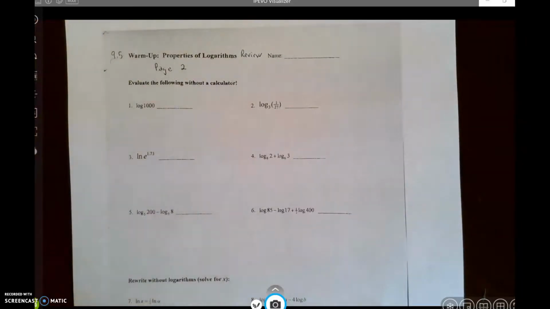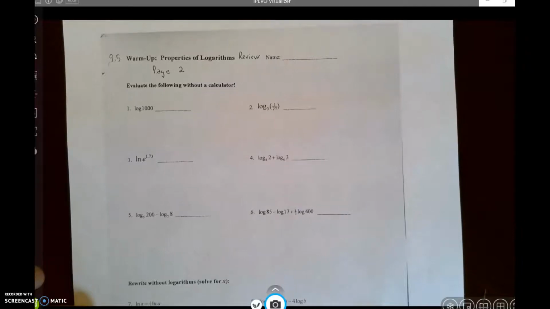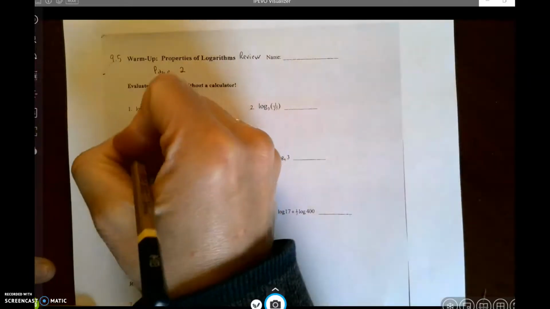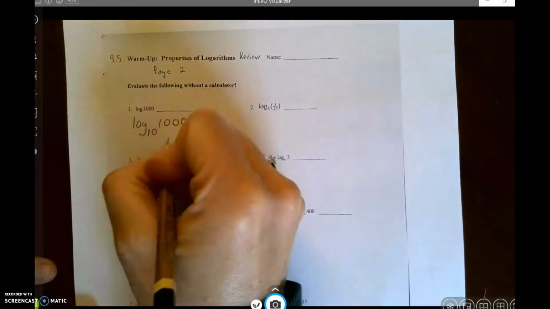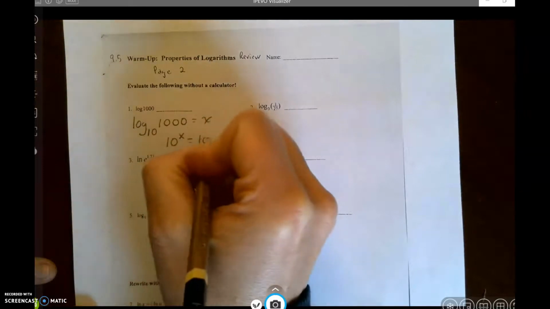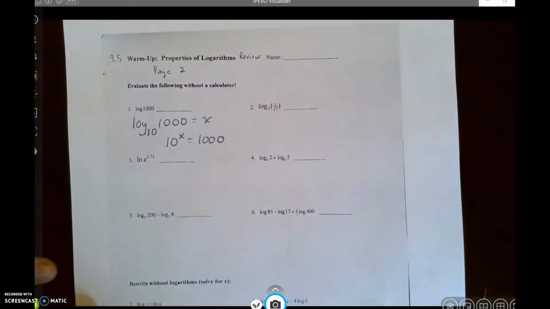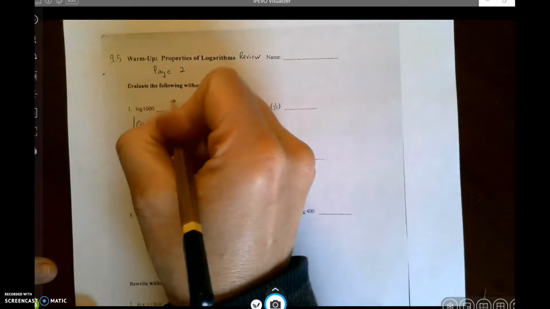It says, again, to evaluate without a calculator, log of 1,000. I remember that this is a base 10 when they don't give me the base, and I always write equals x, so 10 to what power equals 1,000? I know it's 10 to the third.